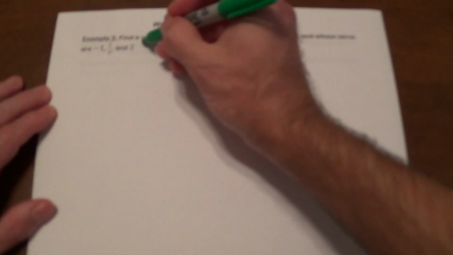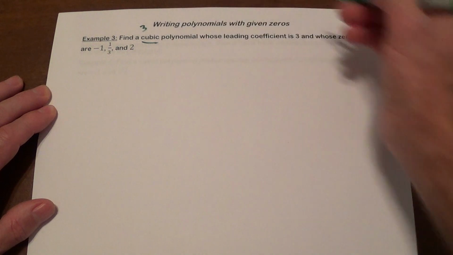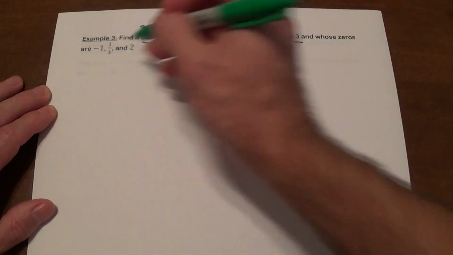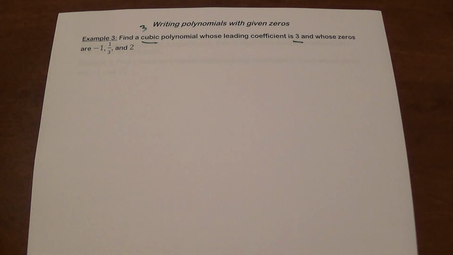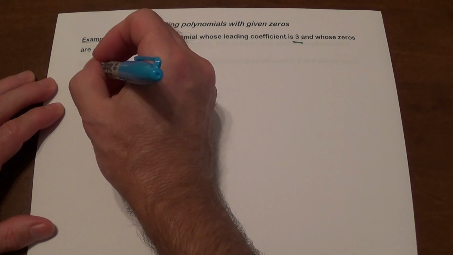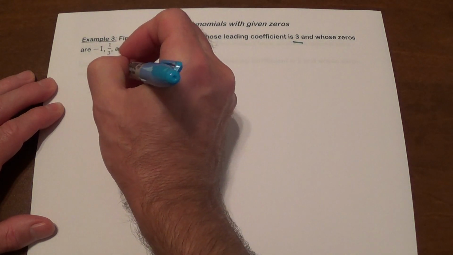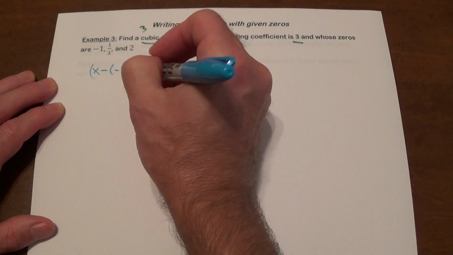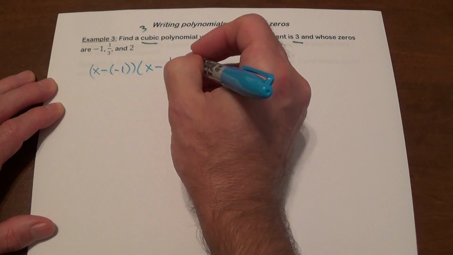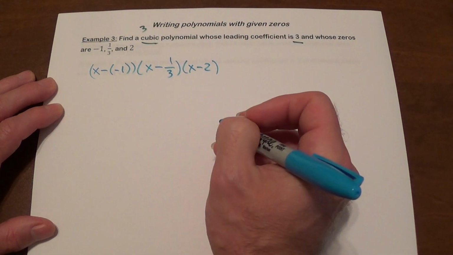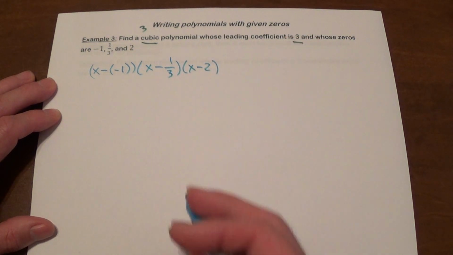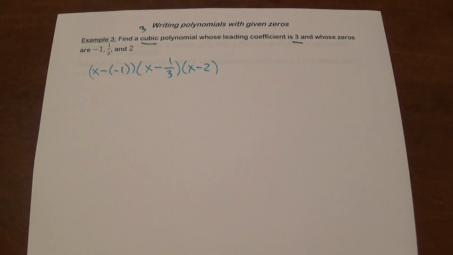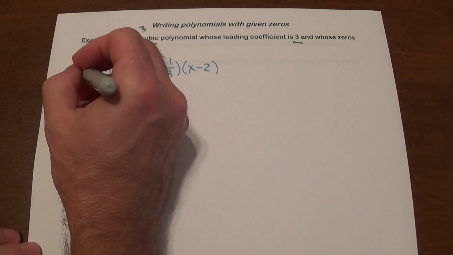Find the cubic whose leading coefficient is 3, and we have these 3 zeros. So what we're going to do is set it up exactly the same way. Okay? So we're going to do x minus negative 1, x minus 1/3, and x minus 2. I know at first it looks a little scary because we have a fraction here, but the leading coefficient needs to be 3. That means we are going to write 3 in front of that.